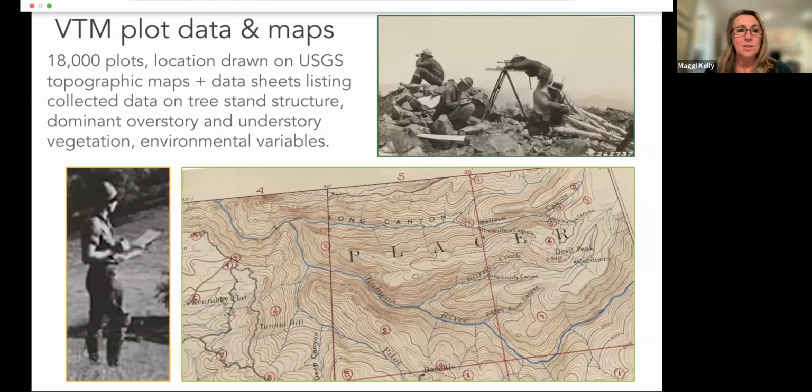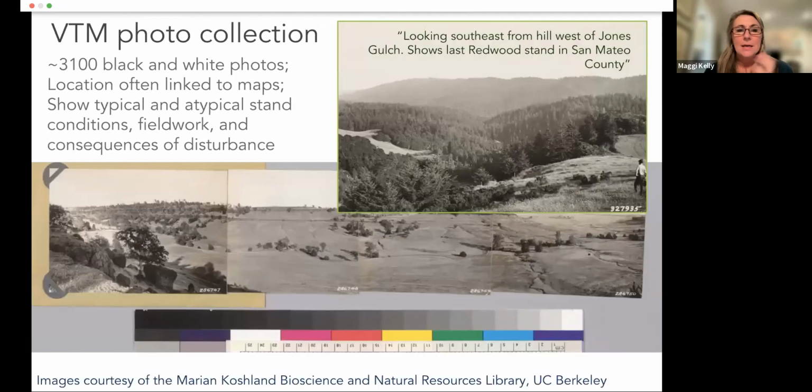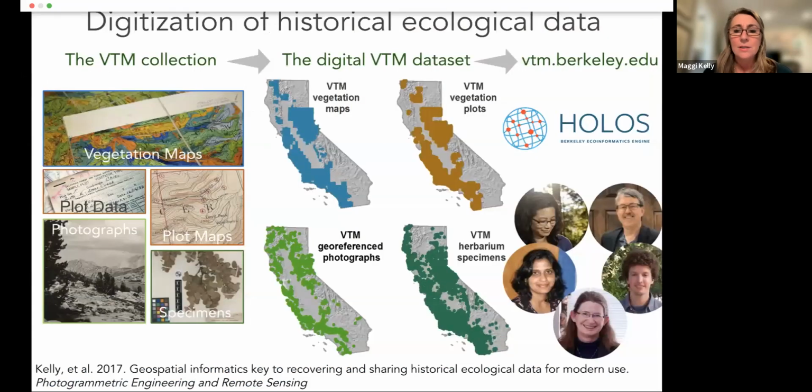To assist the vegetation type mapping, the crews would take plot data. So it's about 18,000 plots that they sampled from, and they would locate where the plots were on these USGS topo maps. They also took some lovely photographs. They lugged their camera equipment out into the field. So they took these sorts of things.